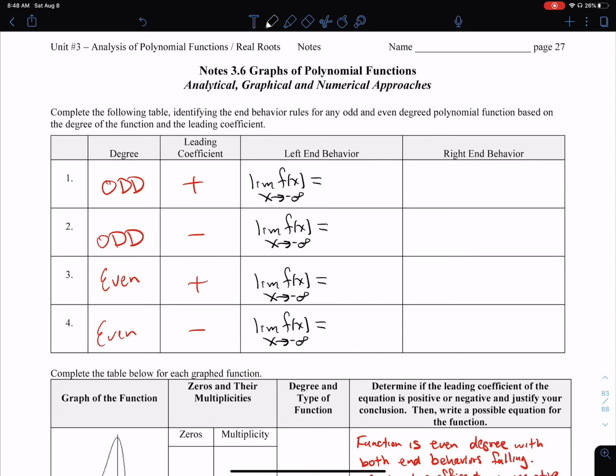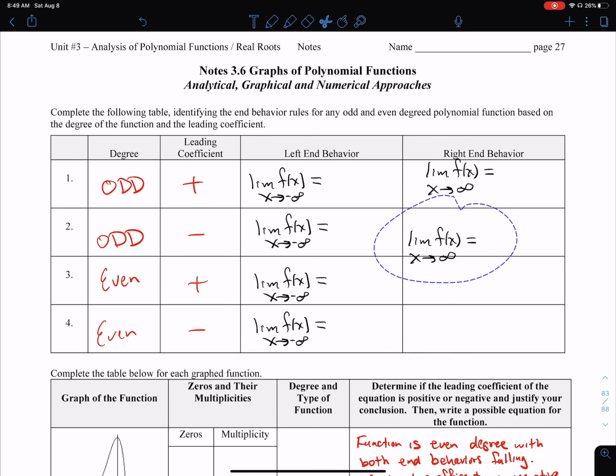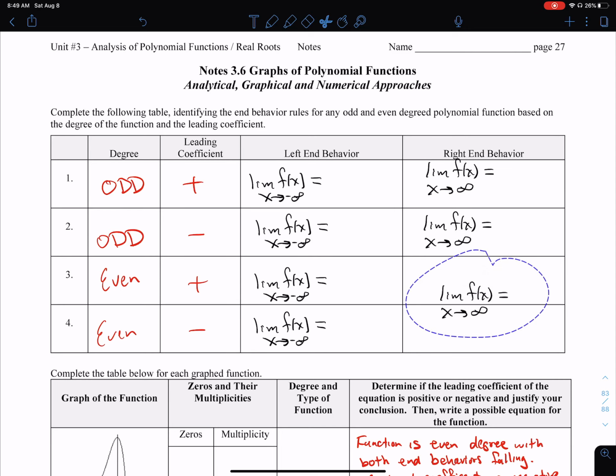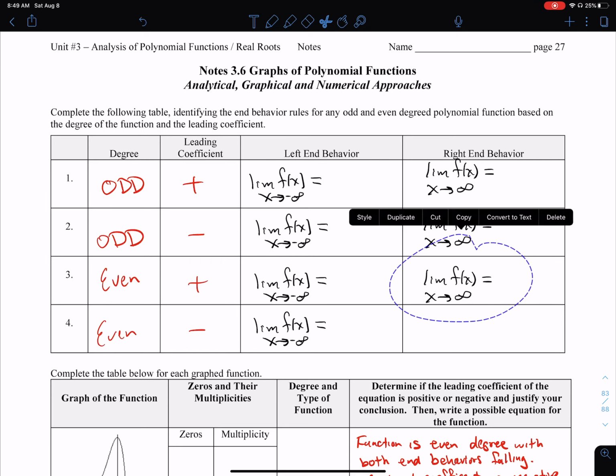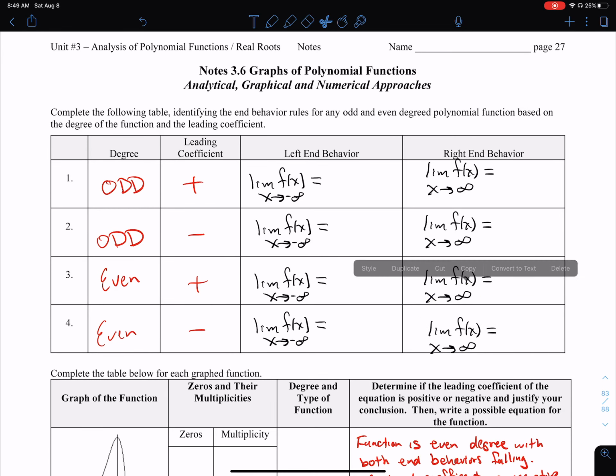The right end behavior question every time is, what's the limit of the function as x approaches positive infinity? In other words, as you go right forever, what's happening to y? Is it going up? Is it going down? Is it approaching a number? Does it not exist as you go right forever? So we need to examine these four scenarios.